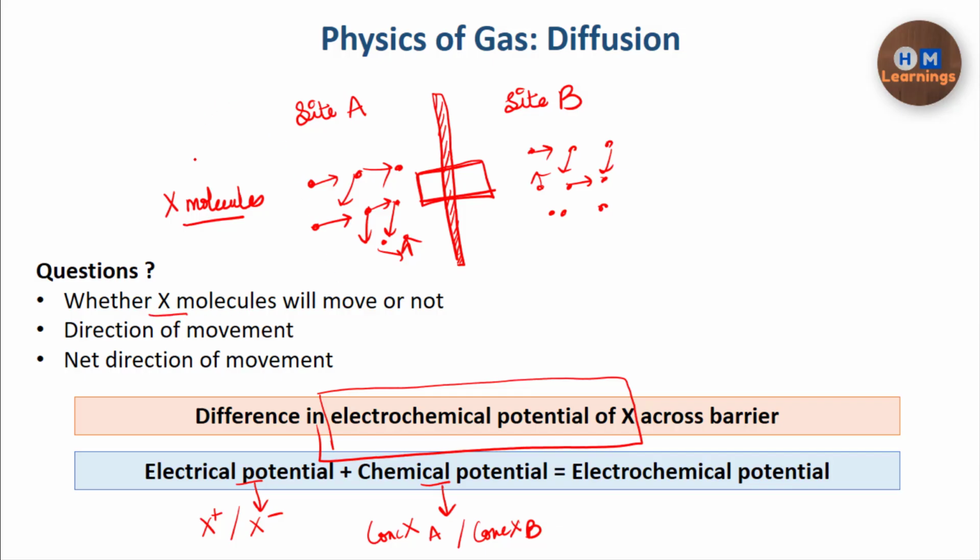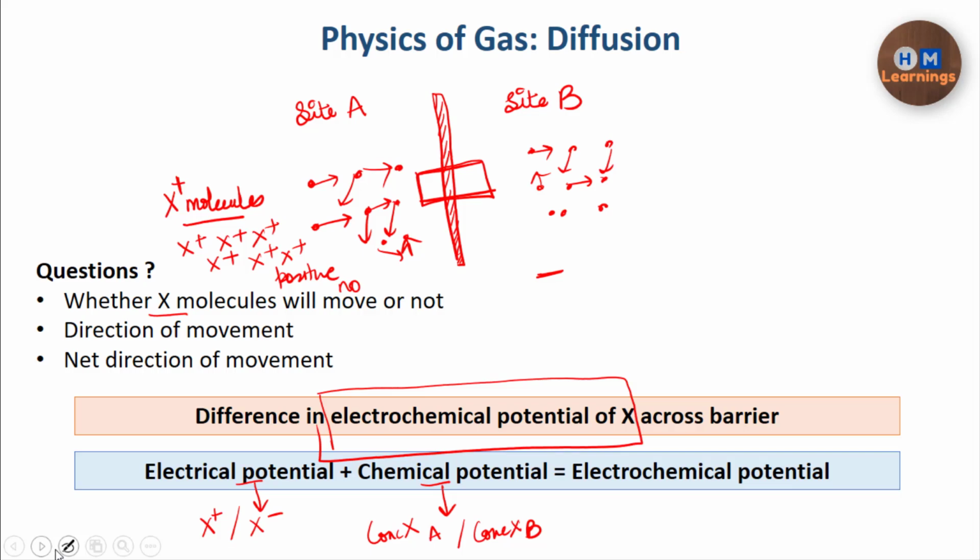Suppose you define electrical potential, and your X molecules are cations. Side A was more positively charged as compared to side B. So there is an electrical gradient here because they were not equally charged. Side A is more positively charged than side B, so there is electrical potential here. Chemical potential means that there were more number of X molecules.